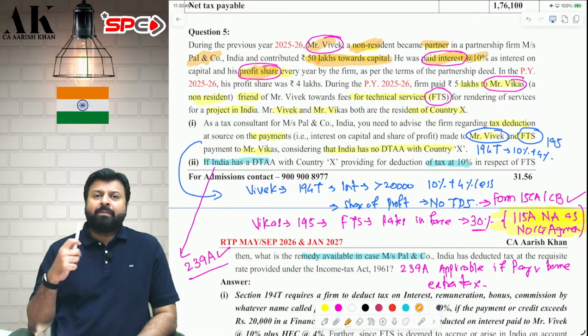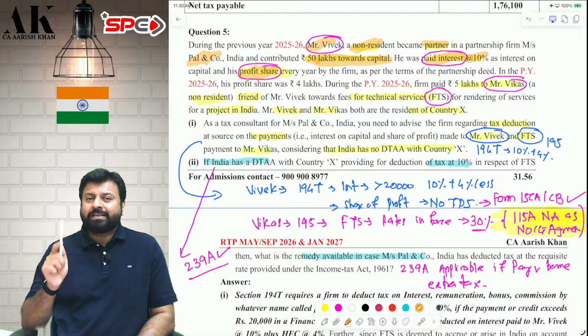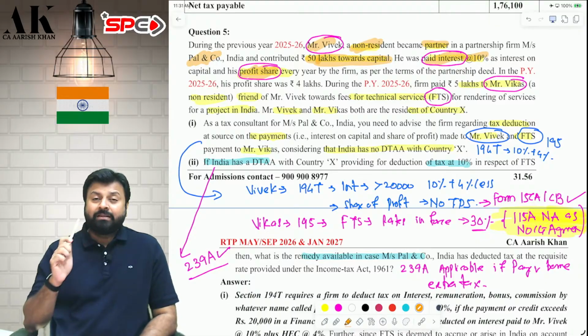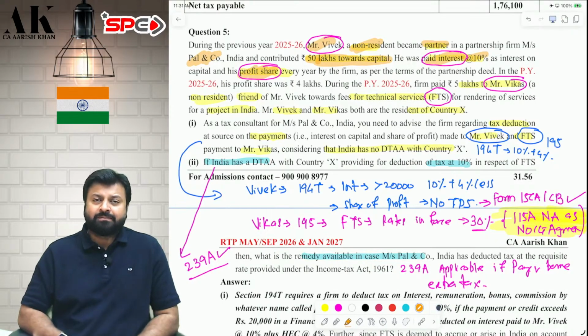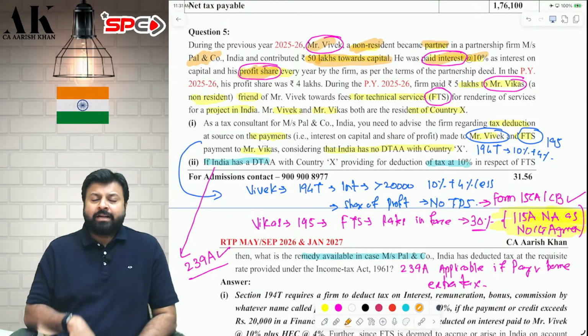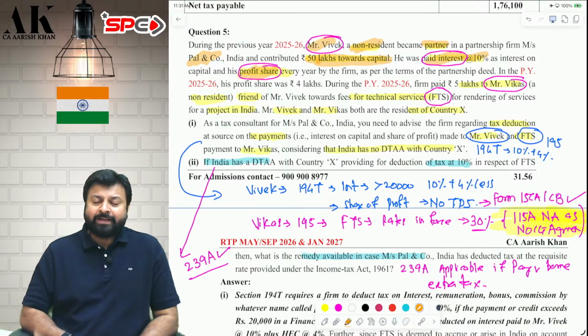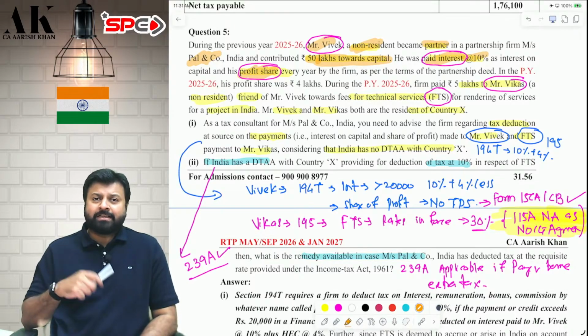Why? If a firm pays interest, remuneration, commission, bonus, or salary to the partner, then the firm should deduct TDS at the rate of 10% if the amount of payment exceeds 20,000 rupees in a financial year. So I should deduct TDS at the rate of 10%. When? At the time of credit to partner account or at the time of payment, whichever is earlier. Threshold is 20,000.